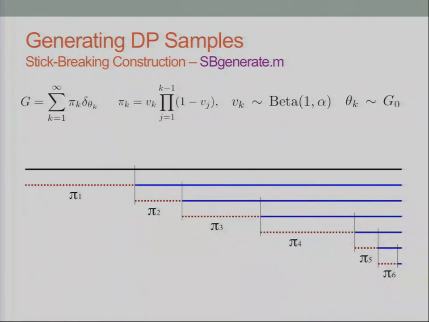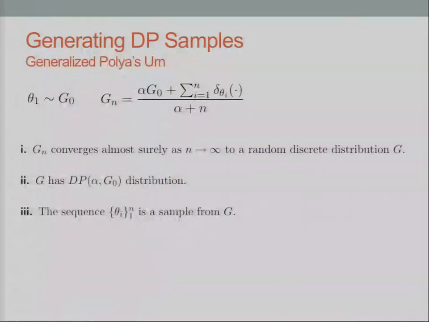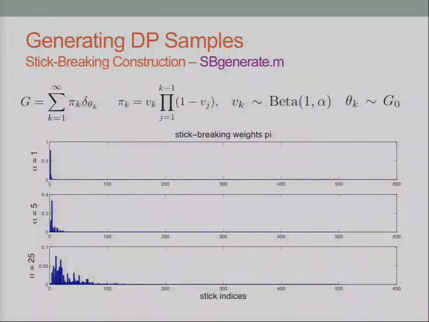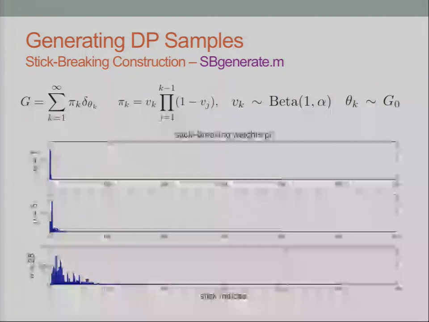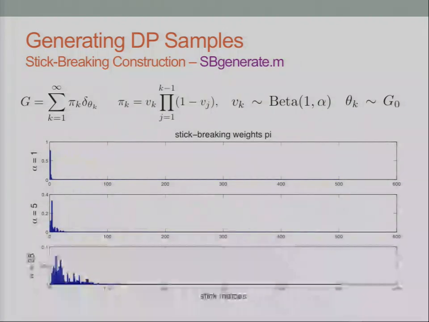So here I generated some sticks with different alpha parameters. This is a good way of seeing the effect of the alpha parameter. The alpha parameter of the Dirichlet process controls the expected number of clusters in the Dirichlet process mixture models, for example.